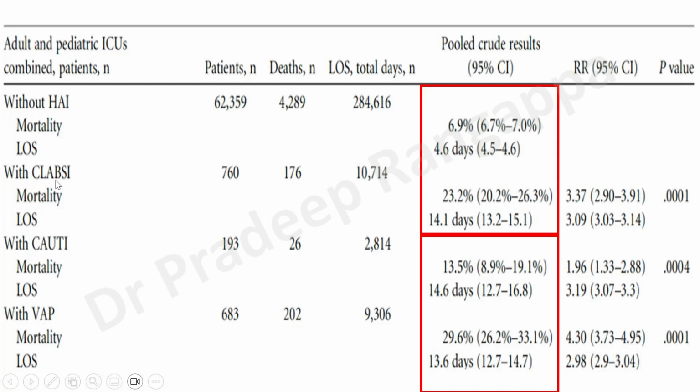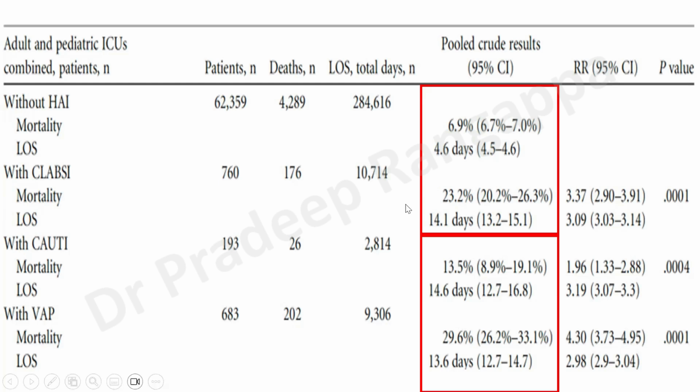But if they develop CLABSI, this is the second row, if you look. With CLABSI, the mortality will go up to 23.2%. So it has a bearing on mortality. And if you see the length of stay, it increases to 14.1.